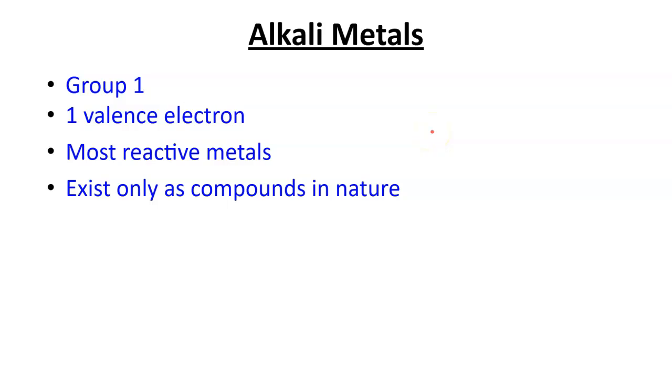We can also more specifically talk about certain groups. So group 1, the first group on the left going down, is the alkali metals. They have one valence electron, they're the most reactive, and they only exist as compounds in nature.